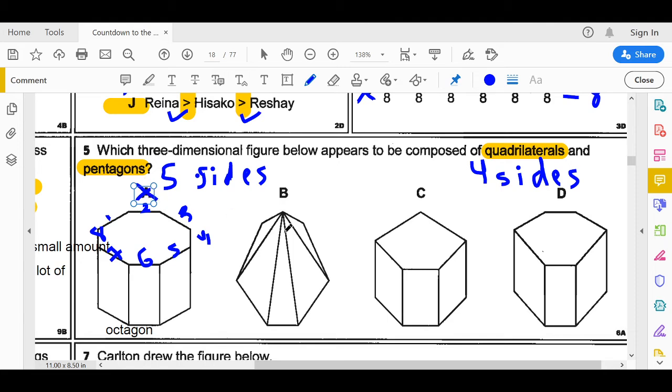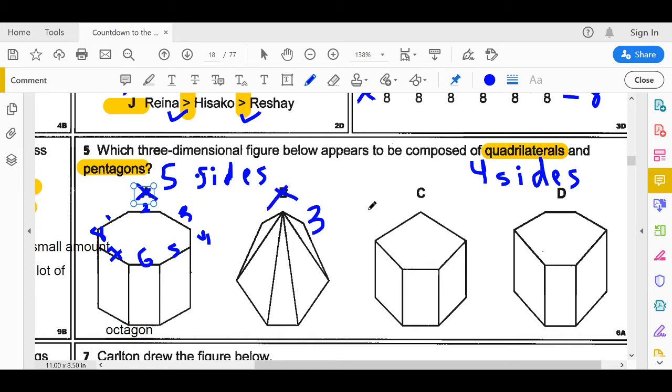Letter B. How many sides here? 1, 2, and 3. They are triangles. They have 3 sides, so they don't cover any of our requirements. It is not a quadrilateral. It is not a pentagon. So I'm going to cross it out.